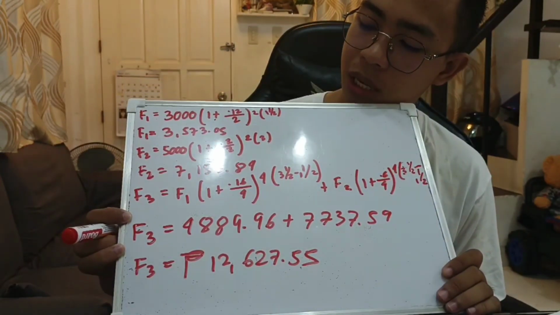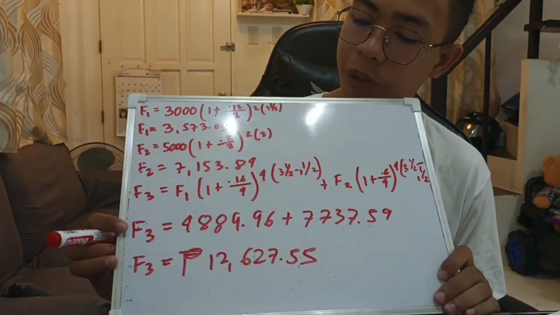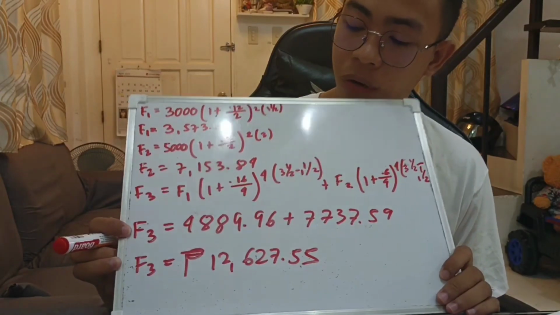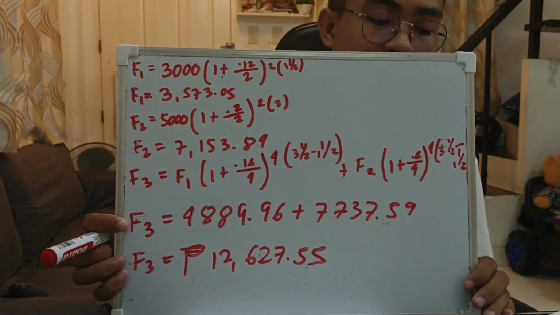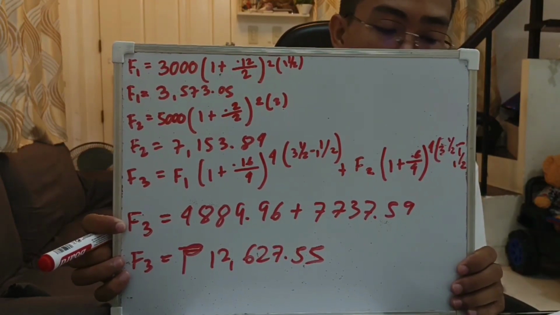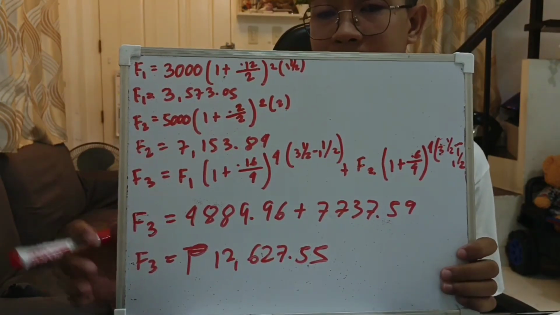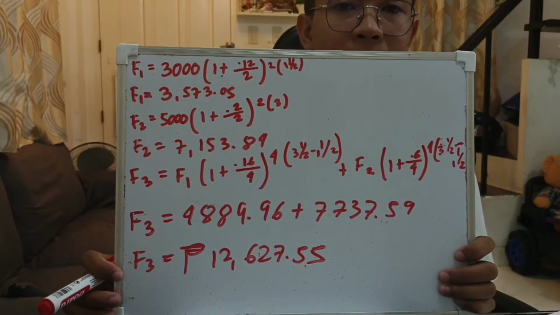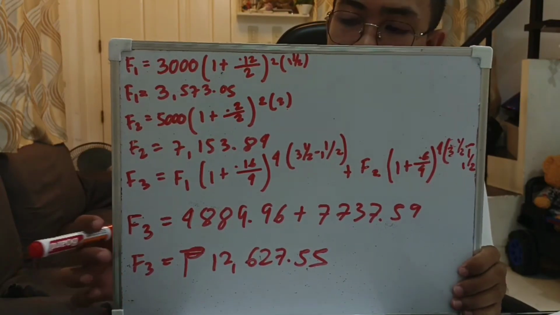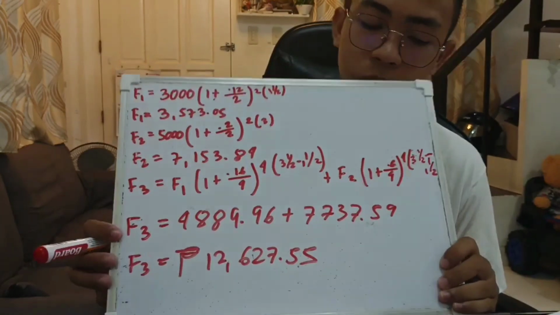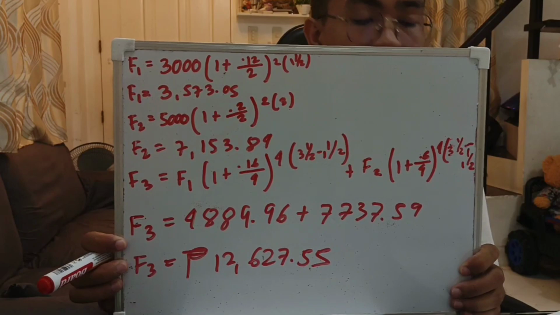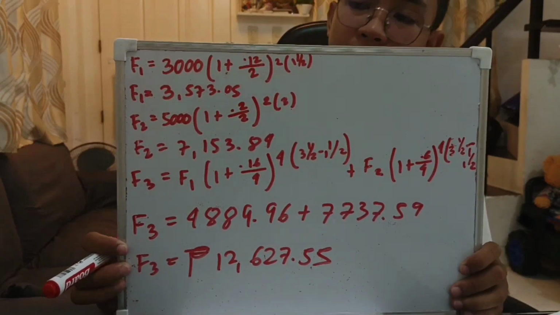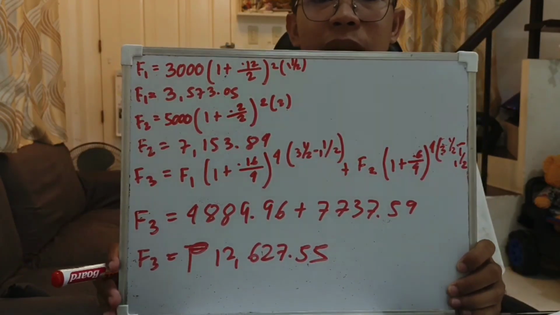And you can simplify this one, and you will be arriving at F3 is equal to 4,889.96 plus 7,737.59, and you just have to sum up these two, and you will be arriving at your F3, which is 12,627.55 pesos, and that is your final answer.